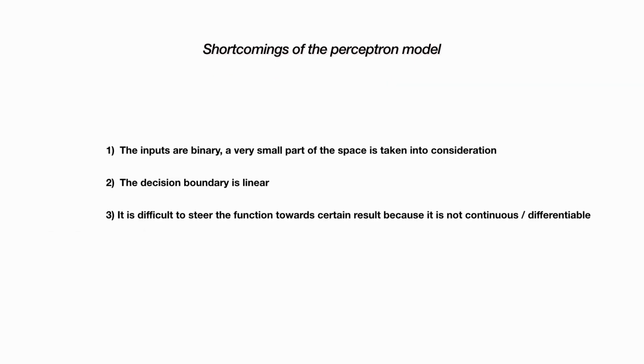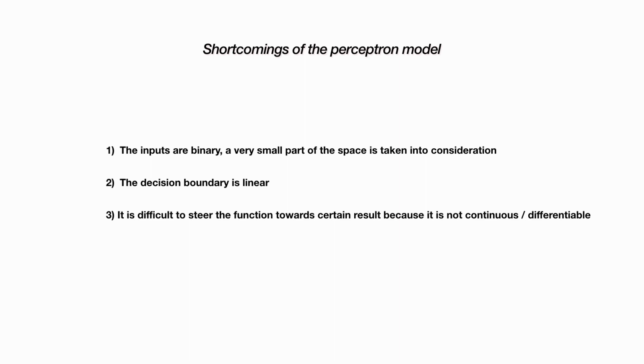So we can deduce that there are some shortcomings to this perceptron model by looking at it from these perspectives that I introduced. So first, the inputs are binary. Therefore, a very small part of the space is taken into consideration. This is what we saw. In 2D space we have only 4 points, and in 3D space we have 8 points. Then the decision boundary is linear. It would be better if it was something more flexible. And the third thing is something that I will show a little bit later. It is really difficult to steer this function towards any kind of result because this function is actually non-continuous. Yeah, you will see that this is a function that is not actually differentiable. This is not a smooth function.